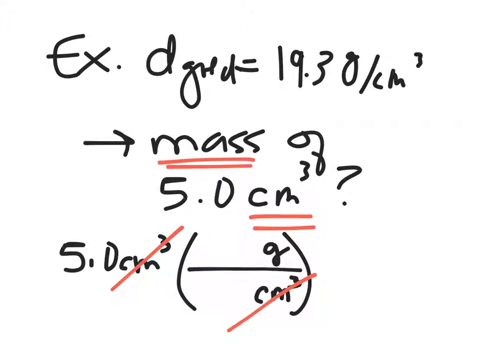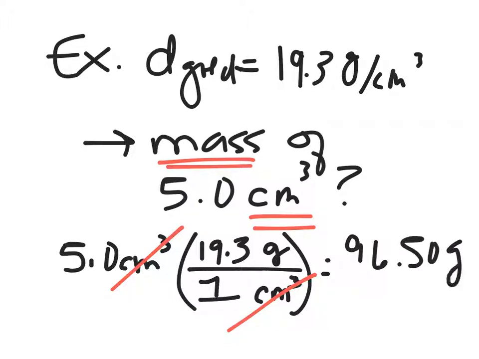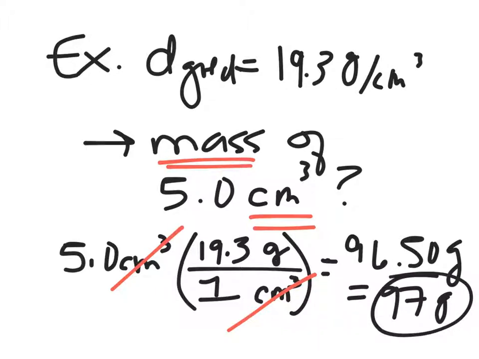Then I'm going to go back and fill in the numbers. So I know from my density that there are 19.3 grams for every 1 centimeter cubed of space that gold occupies. So if I do that math, I then get 96.50 grams, which if I round that to the proper number of sig figs, would be 97 grams of mass. So that's an example using density as a conversion factor.